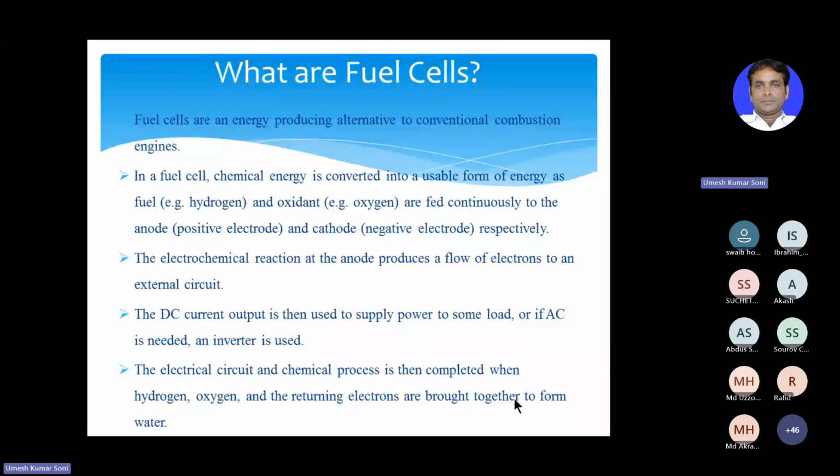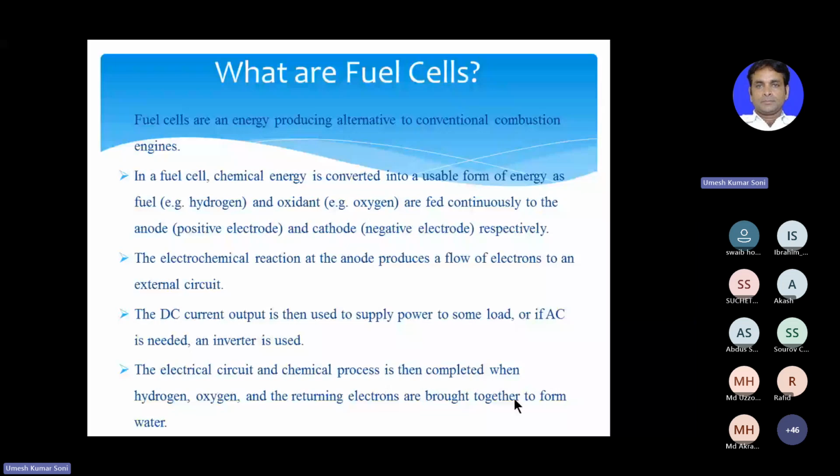In fuel cells, the chemical energy is converted into a usable form of energy, like we have some reaction and we get the electrical current. So the usual form is electrical energy, and chemical energy is that mixing of these gases. So in the anode and cathode, anode that is positive electrode and cathode that is negative electrode, we feed the oxygen and hydrogen together, and in this way the electrons are exchanged.